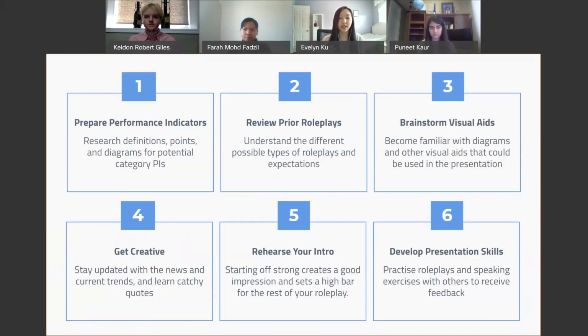So we would suggest scanning through and seeing what different PIs are available. If there are any terms you don't understand, just Google them and get a better understanding of what they are. So when you actually enter the role play itself, there are no surprises, because everything you could have prepared for, you have. After that, another tip is to review prior role plays.